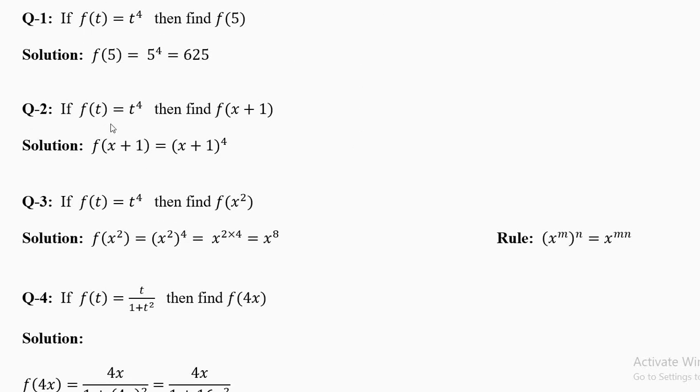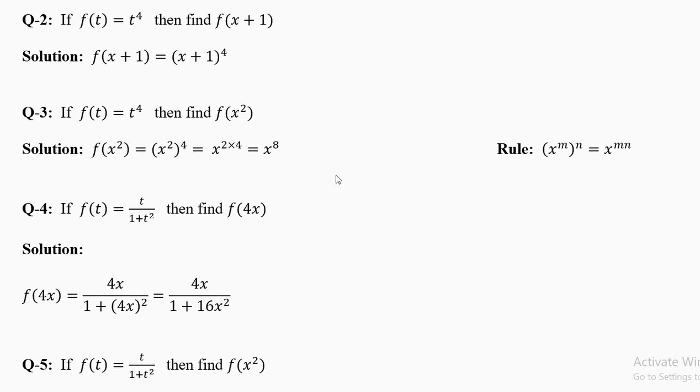Question number 2, f of t equal to t power 4. It is the same function. Find f of x plus 1. Now here t became 5. We substituted the value t equal to 5. Now we'll be substituting t equal to x plus 1. Look, it is f of t equal to t power 4. So wherever t comes, you put x plus 1. So you'll get x plus 1 whole power 4. There is no need to open the bracket in this chapter.